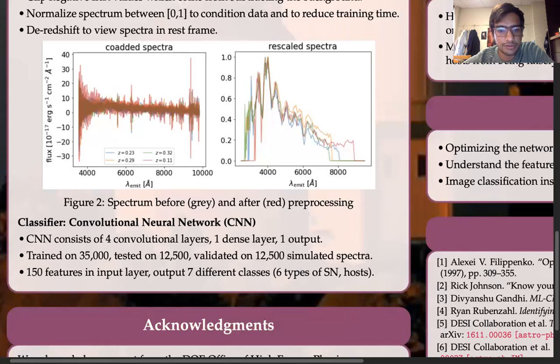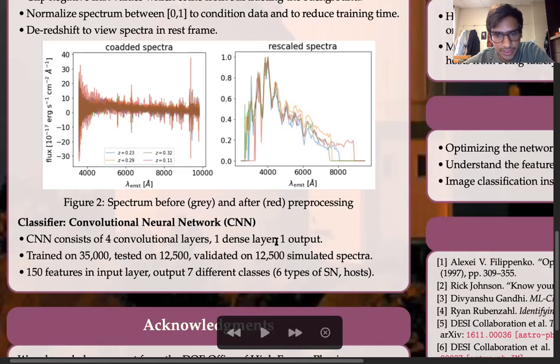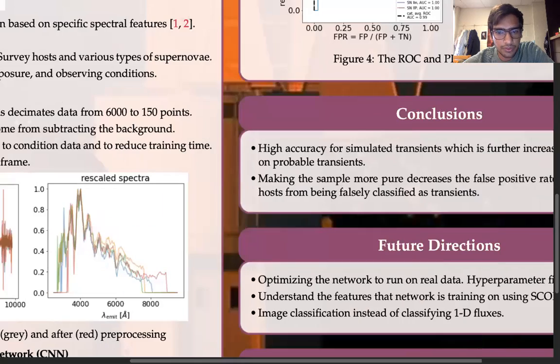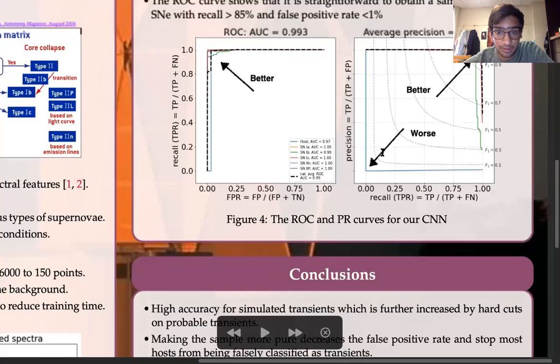And the architecture we're using for this problem has 4 convolutional layers, a dense layer, and 1 output layer, where the output consists of 6 supernovae classes and 1 host class. And we were using 10,000 data points for each of these. So moving on to the results, very exciting results.